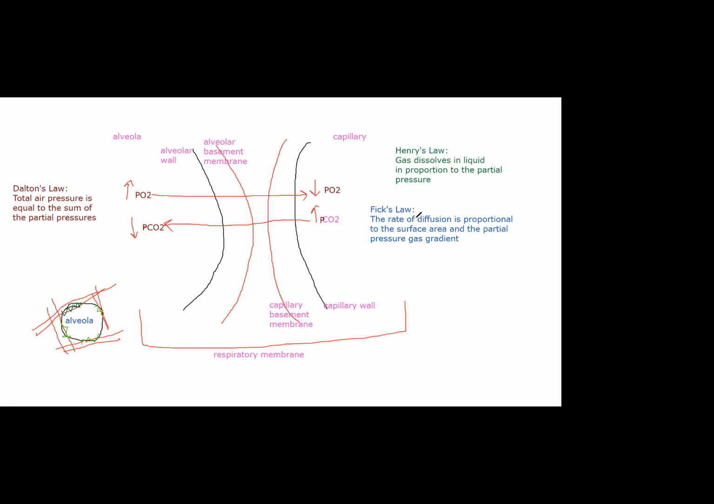Okay, then the rate of diffusion is also proportional to the partial pressure gas gradient. The gas gradient is the difference in partial pressures. Okay, so the larger the difference in partial pressures, the faster the gas will diffuse. So go back and look at the partial pressures, we have high partial pressure of oxygen in the lungs and low partial pressure of oxygen in the capillary. The bigger the difference is between the amount of oxygen in those two areas, the faster the gas will move.